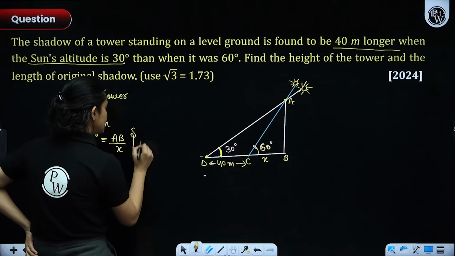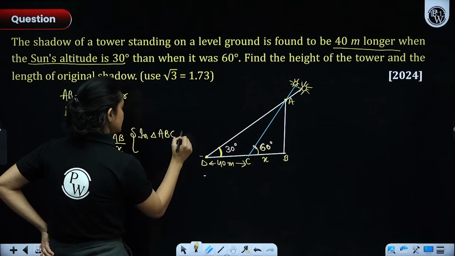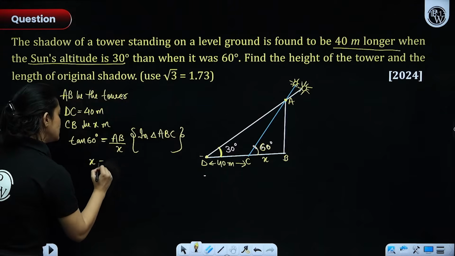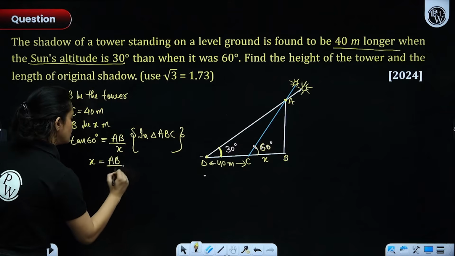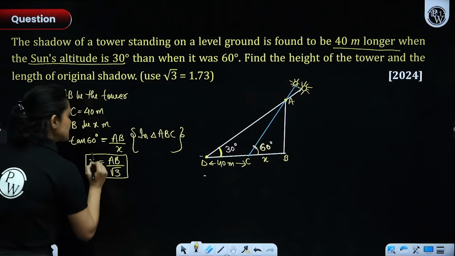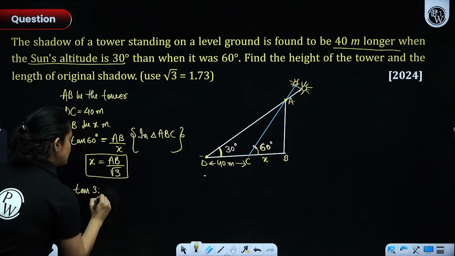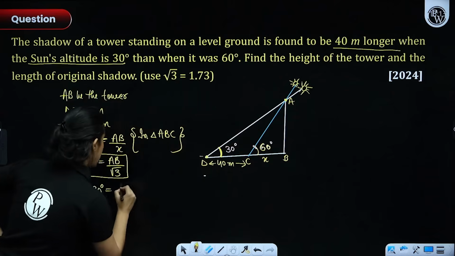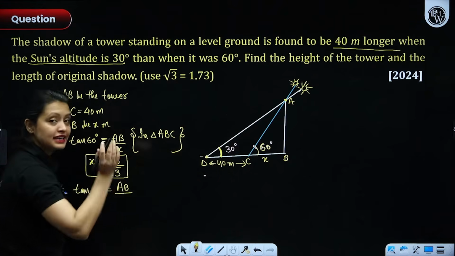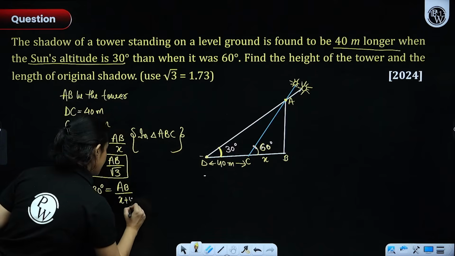This we are taking in triangle ABC. So from here you can say that X is equal to AB by root 3. Okay, so this is one thing. Now let's move on to the second triangle. In the second triangle, tan 30 degrees would be the opposite side, that is AB, over the base or adjacent, that is DC. But DC is what? X plus 40, right? So X plus 40.